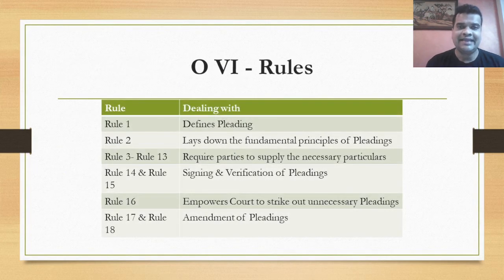The rules in Order 6 can be divided into the following. Rule 1 talks about the definition of pleadings. Rule 2 talks about the fundamental principles of pleadings. Rules 3 to 13 talk about what parties need to write in their pleadings, the necessary particulars which parties must plead in their pleadings.